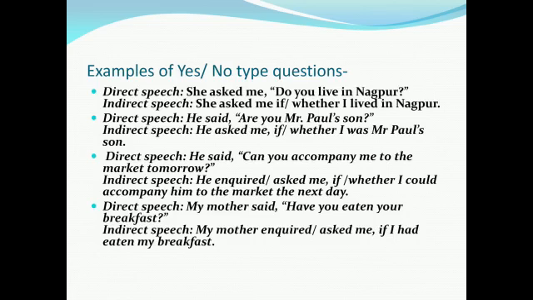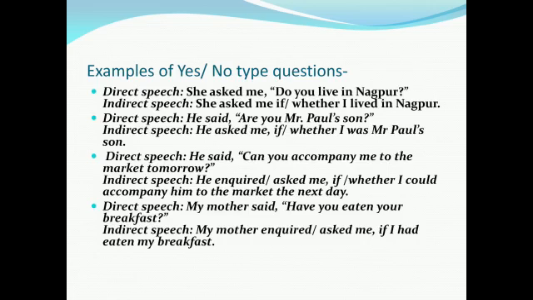Next, he said, are you Mr. Paul's son? Now here we see that said will become asked or inquired. Are you? Are is the auxiliary verb which will be removed and it will become past tense and it will be changed to were, and you will also be changed. So it will become, he asked me if or whether, as the auxiliary verb is there in the beginning, so it will be replaced by if or whether I was. Now since the subject is changing, you will become I, so accordingly the verb will become was. I was Mr. Paul's son. So it is, he asked me if or whether I was Mr. Paul's son.